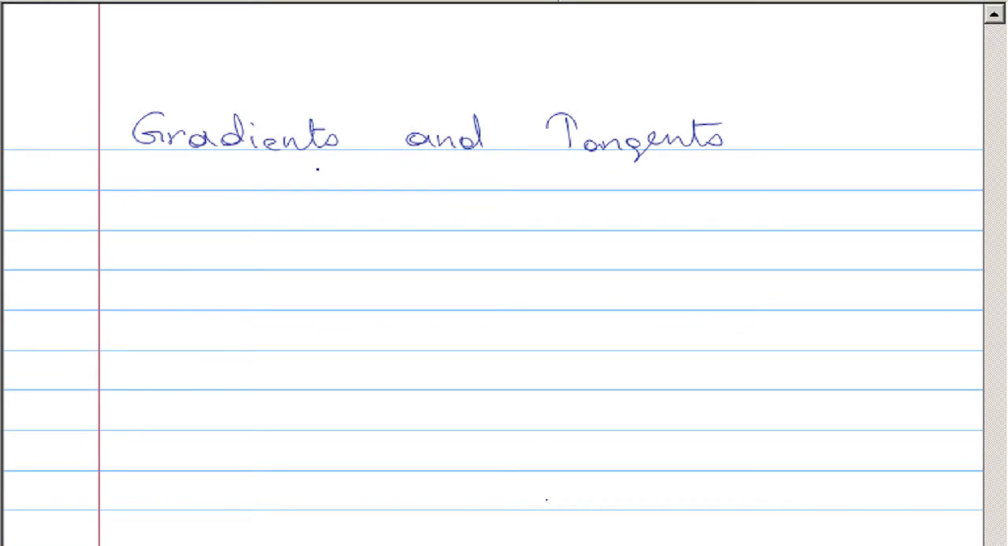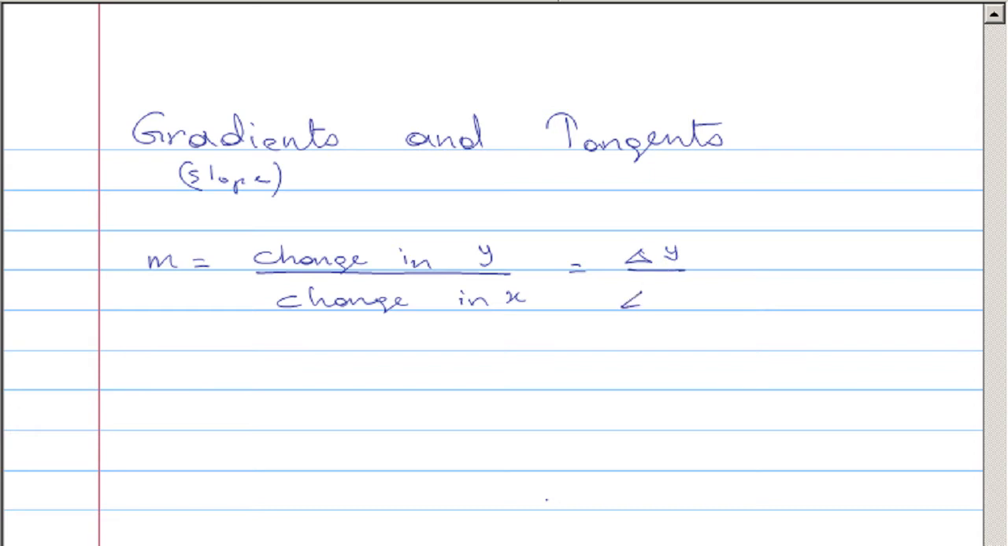Now we say that the gradient of a straight line is always constant, and the gradient, also called the slope of a straight line, is usually denoted by the letter m. We say the gradient is equal to the change in y divided by the change in x. And you might have also seen this written as delta y divided by delta x. The delta just means a change, so it's the change in y divided by the change in x.